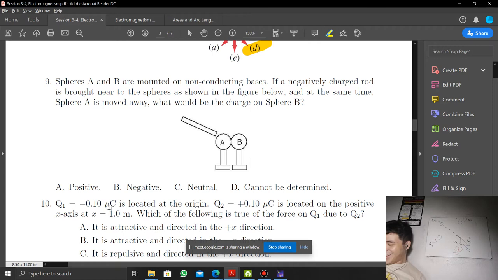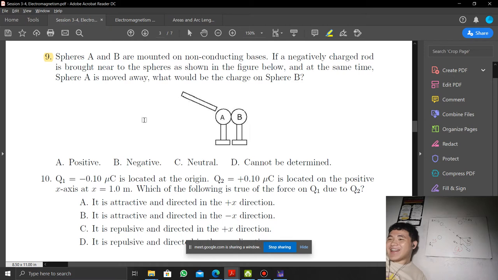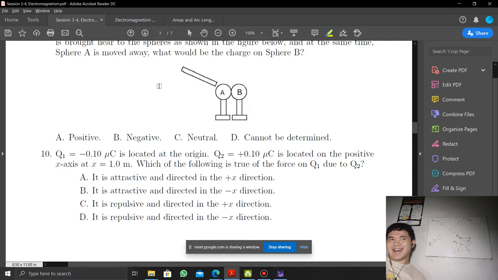Nag-doubt tuloy ako sa sagot ko. Sige, balikan ko rin to. Sorry, ha? Okay, balikan natin to ulit. Sige, sir. Sorry. Okay. Pero, sige, balikan ko na. Okay, number 10, ito.